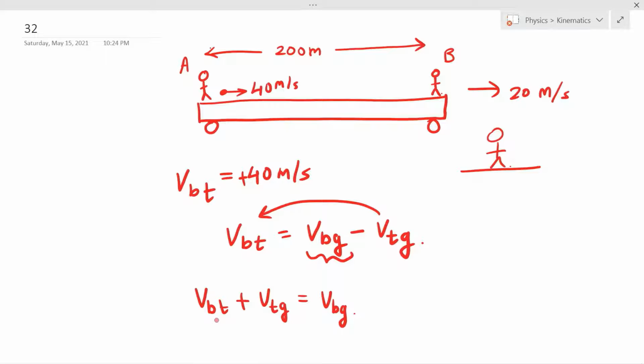Now velocity of ball with respect to trolley is 40. This is plus because it is moving in the right direction. I forgot to write a convention over here. So this is right and it is positive, and the left will be taken as negative. So this is plus 40. Velocity of trolley with respect to ground is in this direction again. So this is 20 meter per second. So velocity of ball with respect to ground is 60 meter per second.